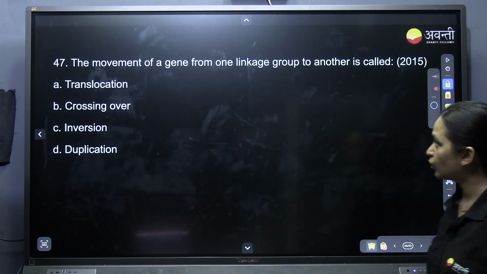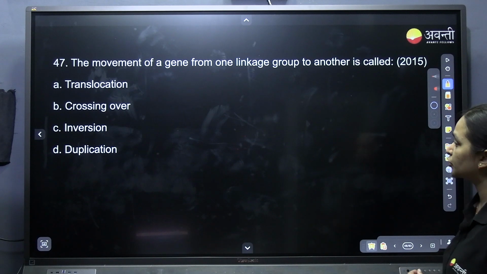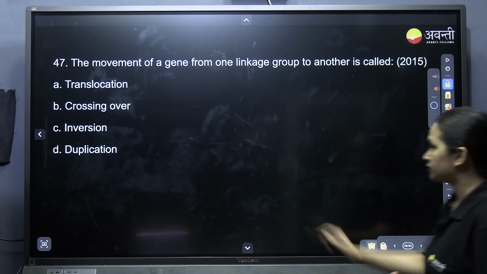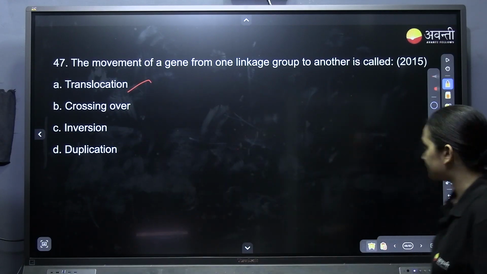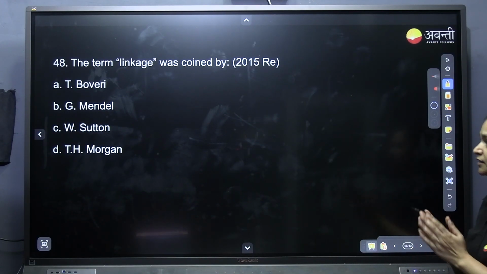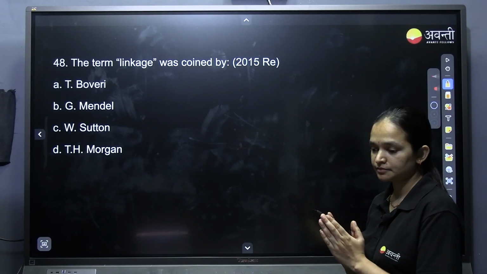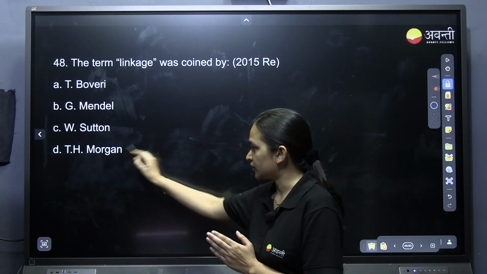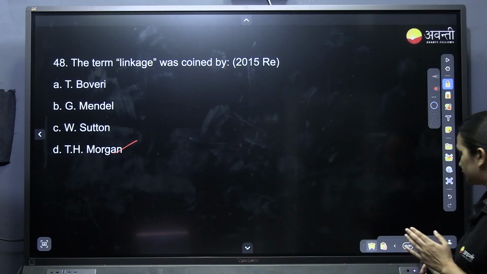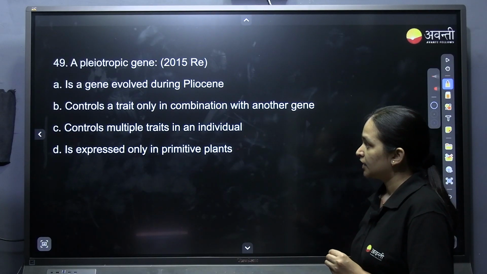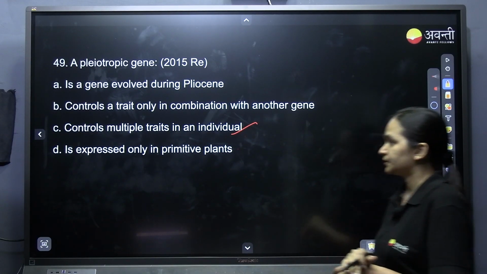The movement of a gene from one linkage group to another is called translocation. Yes, A is the correct answer. The term linkage was coined by Morgan, T.H. Morgan. We discussed it in the previous question. The pleiotropic gene controls multiple traits in an individual. Yes.